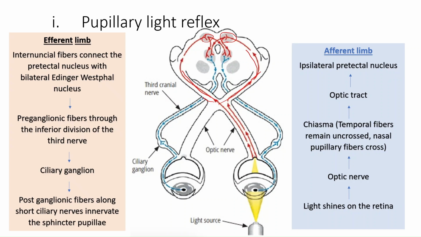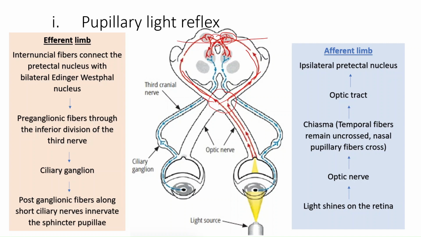Till here was the afferent limb. From here starts the efferent limb. So from each pretectal nucleus, you get two sets of fibers going to the Edinger-Westphal nucleus bilaterally. This is known as double decussation. One decussation happens here and one decussation happens here. So this is the reason why we get a consensual light reflex in the other eye.